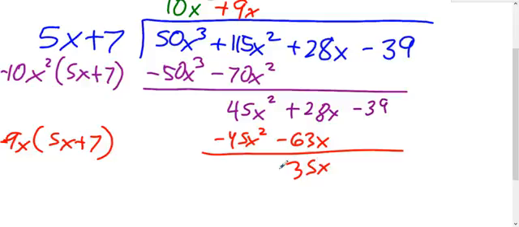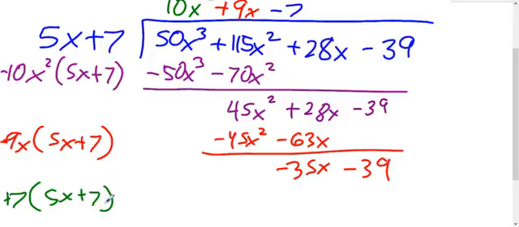35x, negative 35x, minus 39. Divide again. Negative 35 divided by 5 is negative 7. x divided by x is just negative 7. Multiply back and change the sign. So positive 7 times 5x plus 7. 35x plus 49. Combine, and we get a remainder of 10.